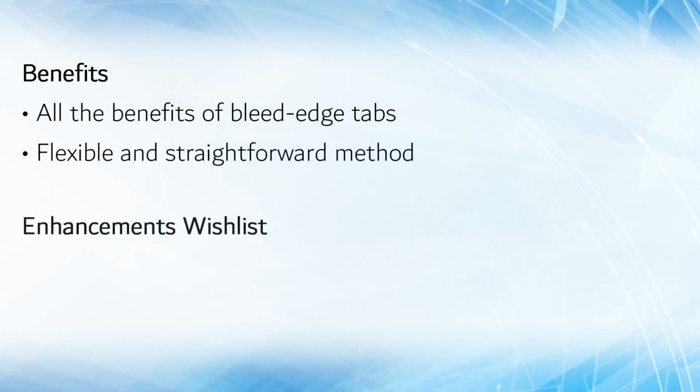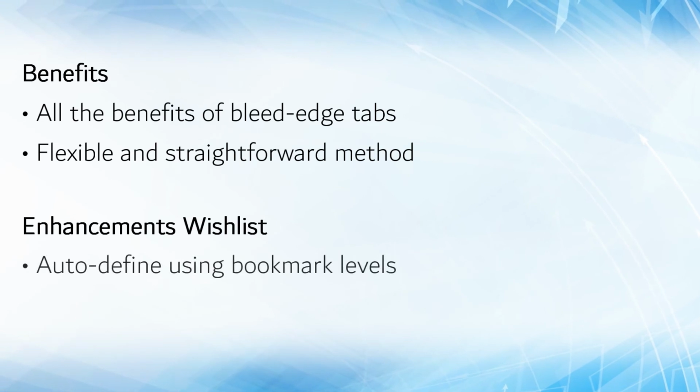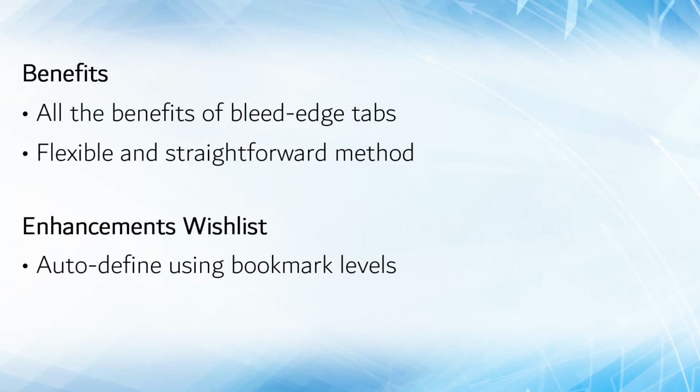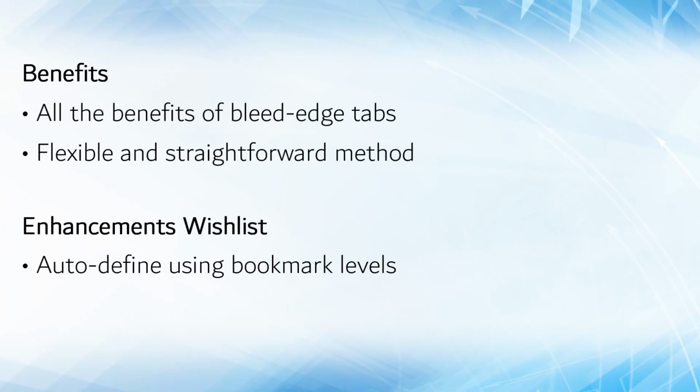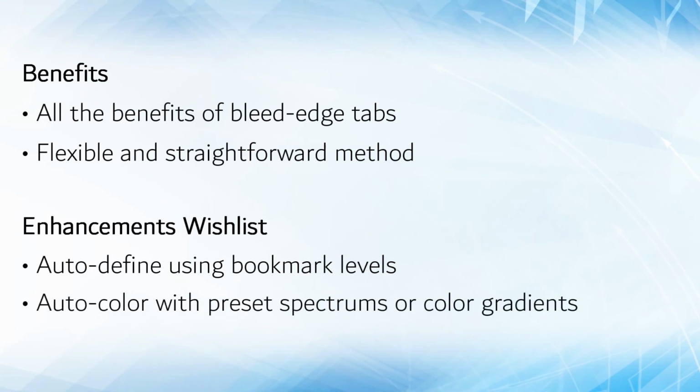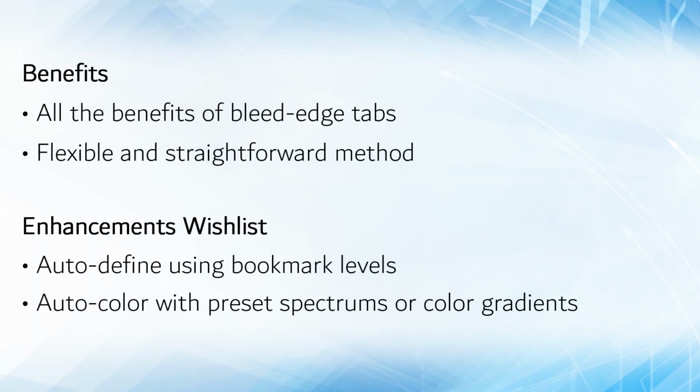I want to be able to auto-define bleed edge tabs using the bookmark levels, similar to what Fiery Jobmaster does with traditional tabs. And I think that bleed edge tabs should have all the functionality of regular tabs, including multi-level tabs. And I'd love to be able to specify background color spectrum palettes for both traditional and bleed edge tabs. Imagine quickly varying the tab colors based upon a rainbow or a series of color gradients.